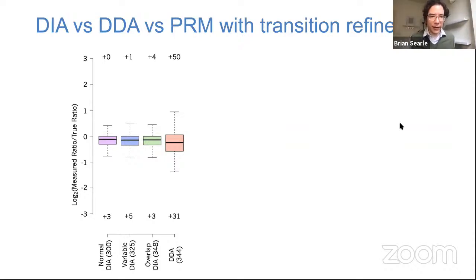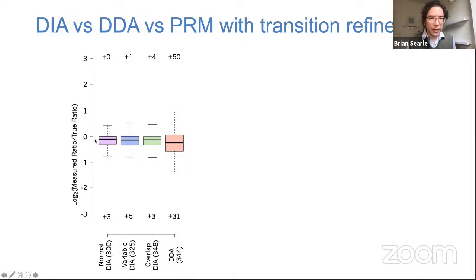One thing that we've noticed is that if we take a particular data set where we analyze it with PRM and we come up with good ratios for what a peptide specifically should be, we can be really confident that that quantitative measurement is the right measurement. We can compare that with DIA methods. In this particular case, I've got 3 different DIA methods: normal DIA, variable width DIA, overlap DIA, and we've got a DDA-based method.